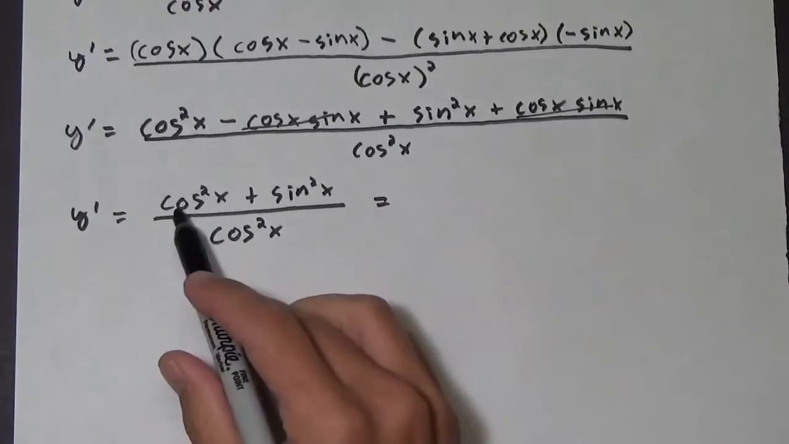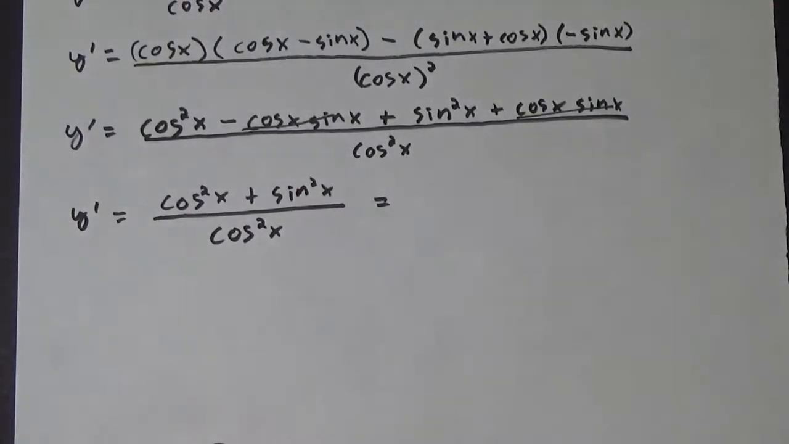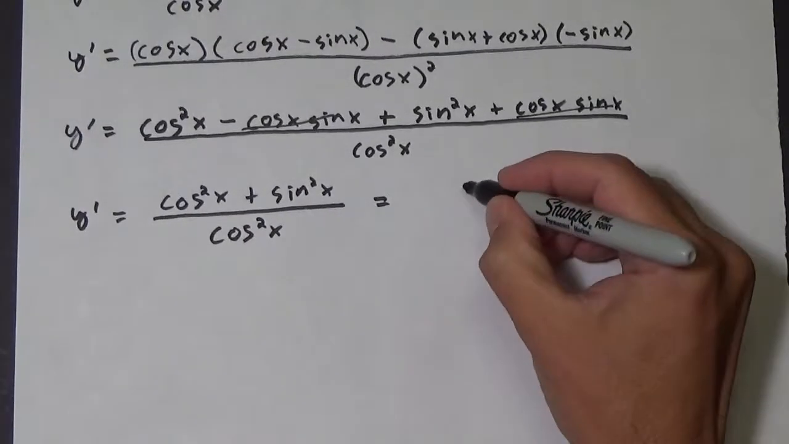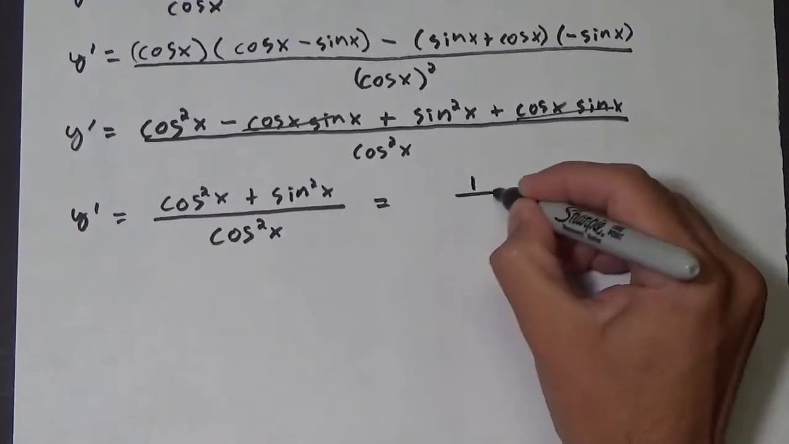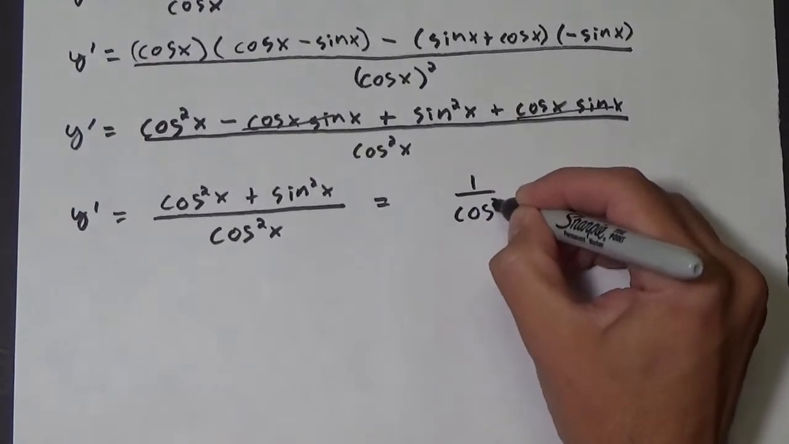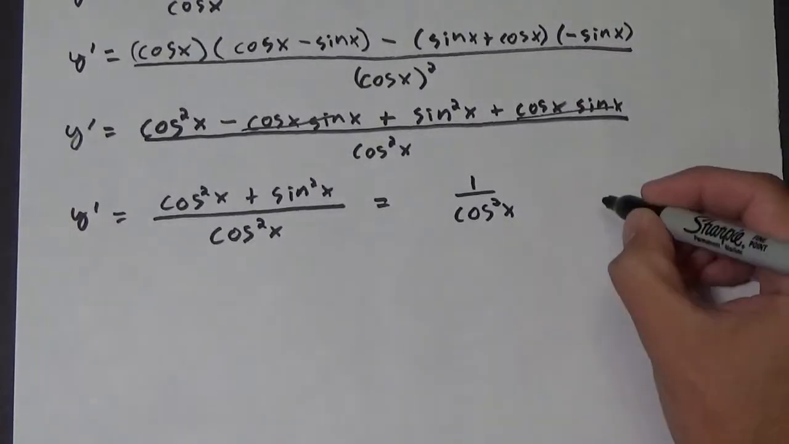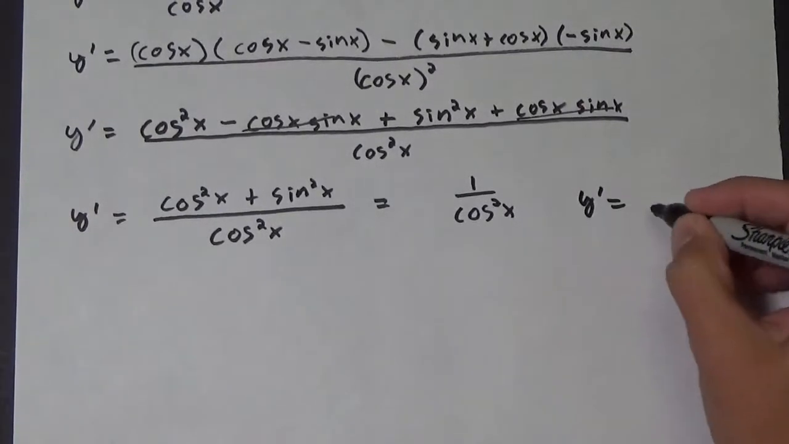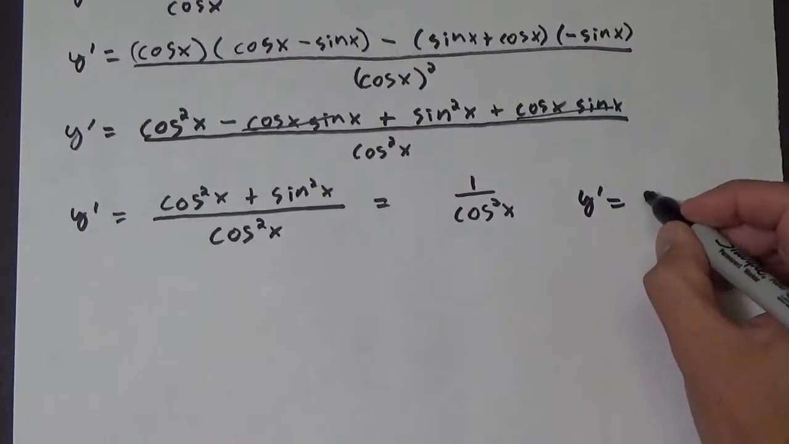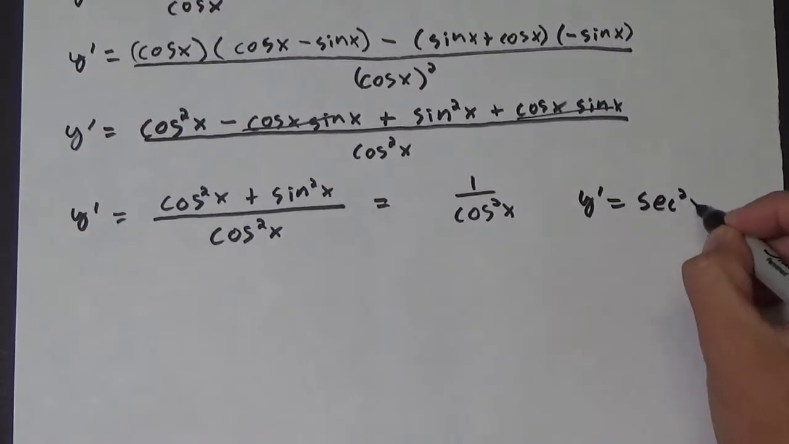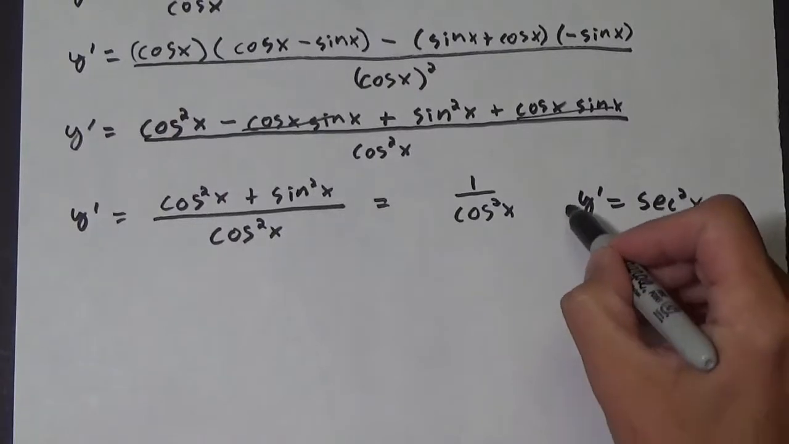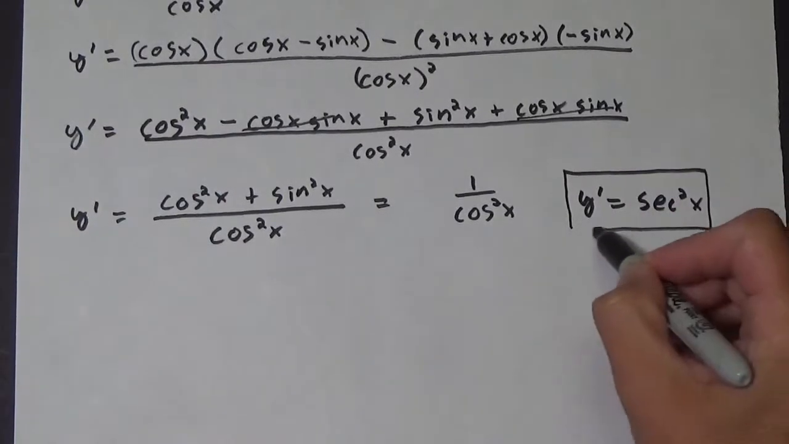Well, cosine squared plus sine squared is 1. That's one of our Pythagorean identities. So we end up with 1 over the cosine squared of x. And so y prime ends up being, well, 1 over cosine is secant, so we get the secant squared of x. And there is our answer.